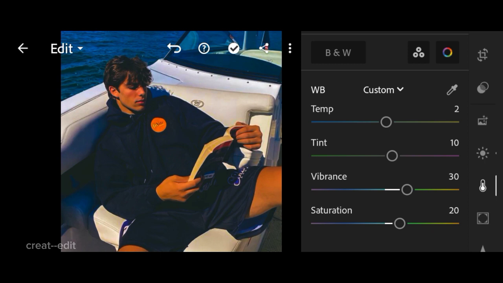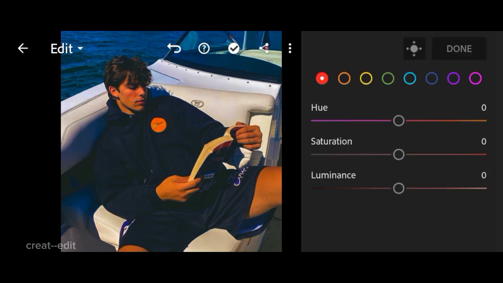Now go to Color Mix. Red hue plus 10, saturation minus 50. Orange hue minus 10, saturation minus 50, luminance plus 32.